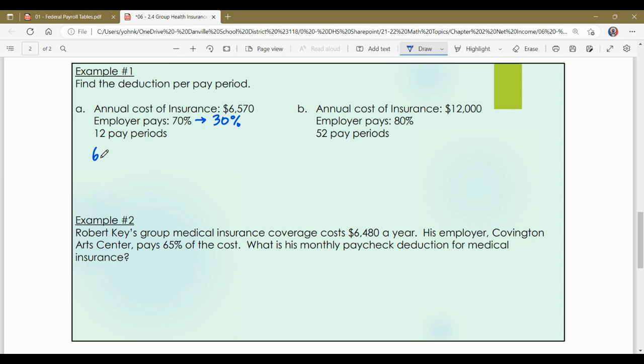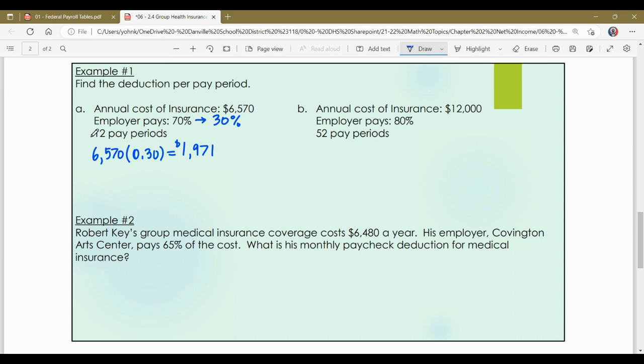So I'm going to take $6,570 and I'm going to multiply it by 30%. This is going to tell me how much I am going to be paying in health insurance, $1,971. So this $1,971 is a lot better to pay than the $6,570 that it actually costs. So I'm paying about 2 grand, and the company I work for is paying about 4.5 grand.